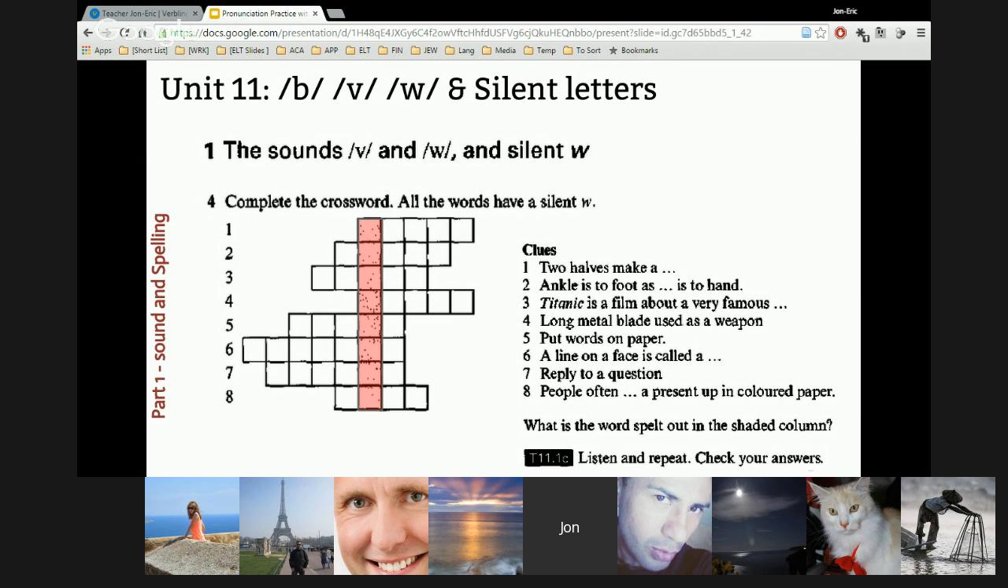Julieta, number 3. Titanic is a film about a very famous wreck. Very good. Spell it for me? W-R-E-C-K. Perfect. In the chat window, write number 3 and spell the word wreck for me, just so we can have a record. Don, did you write it? I don't see it anywhere. Don, did you write yours? Now I write. Okay, good.